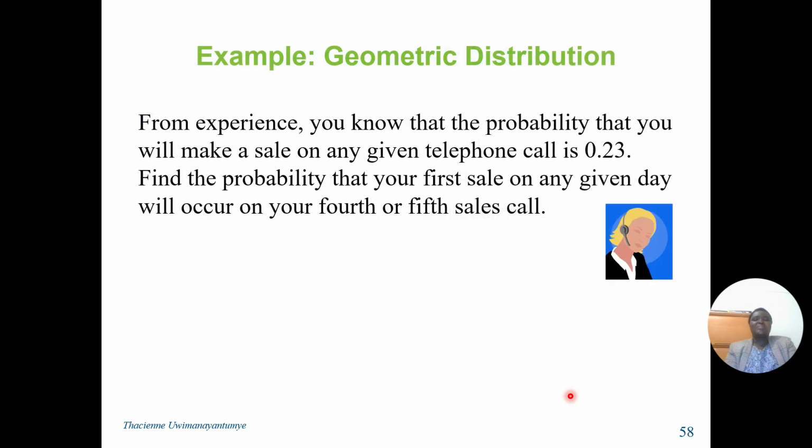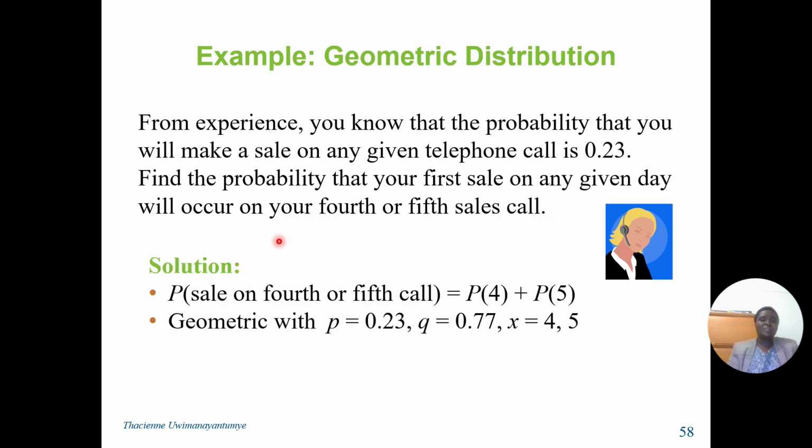So let's see some examples. From experience, you know that the probability that you will make a sale on any given telephone call is 0.23. Find the probability that your first sale on any given day will occur on your fourth or fifth sales call.